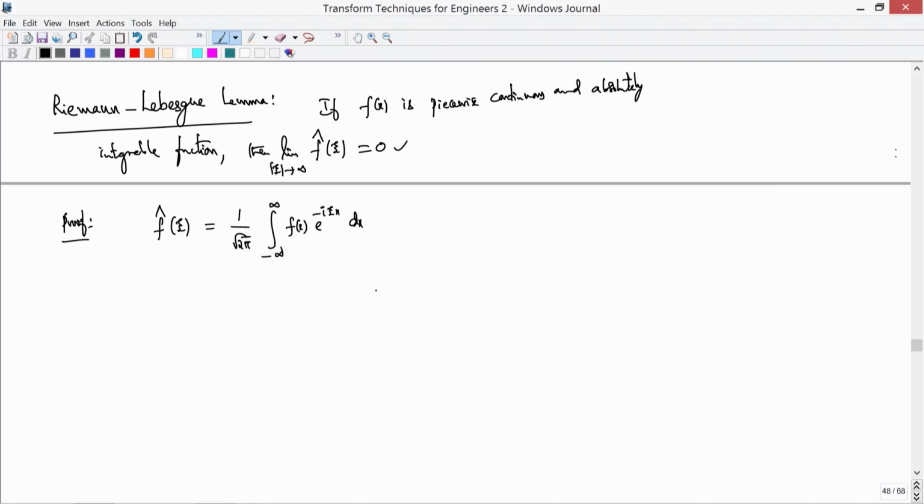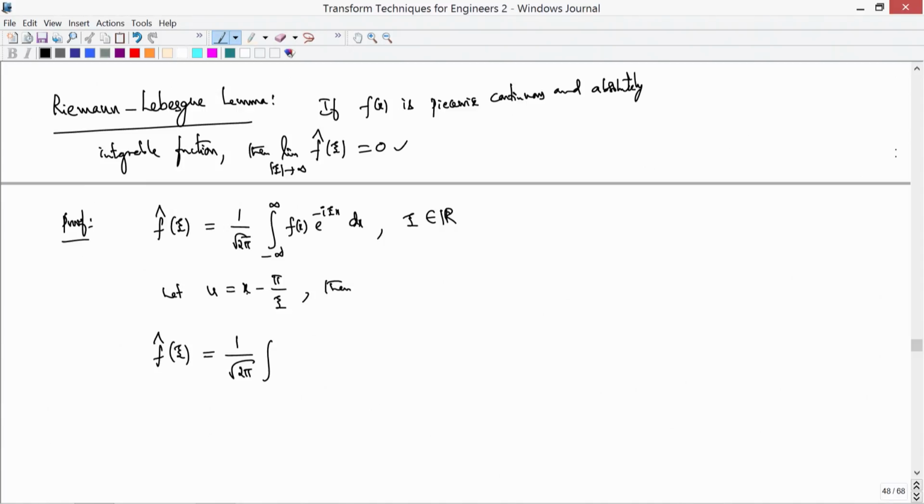Now I use a small trick. Let me use u equal to x minus pi by xi. Let me choose such a variable. Then what happens to f cap of xi when I use this change of variable in the integral? The left hand side will not change. So I have this 1 by root 2 pi for every fixed xi, where xi is a real number.